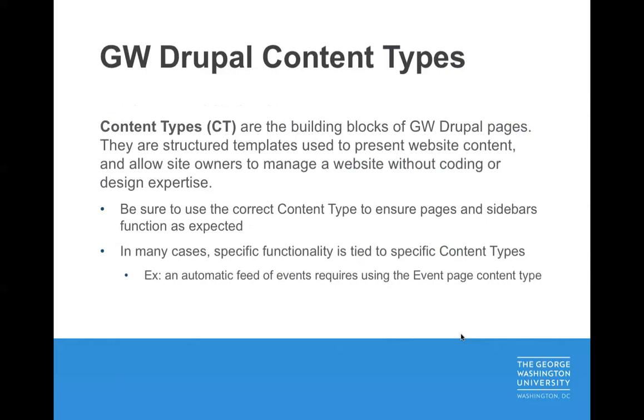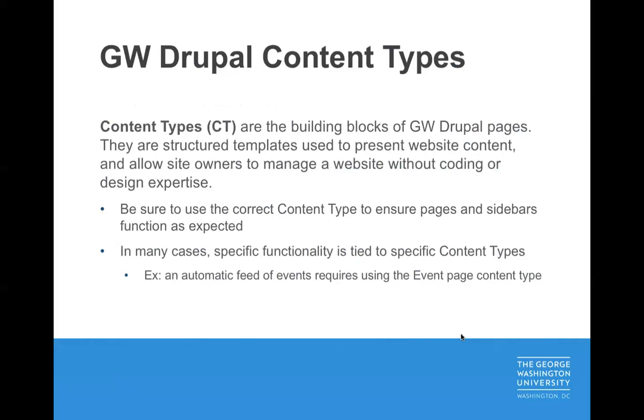There are probably close to a dozen or so content types in the back end of the system. We're going to take a quick overview of some of them and deep dive into a few others. But you always just want to make sure that you are picking the correct one, again, for the type of long-term functionality that you want your web page and your site to have in general.